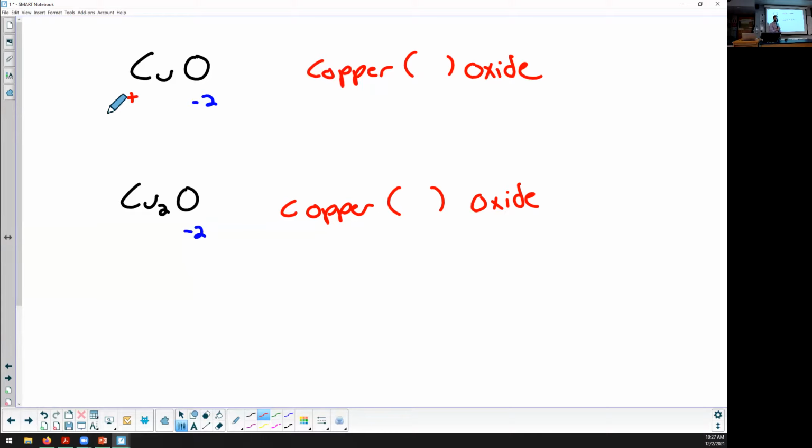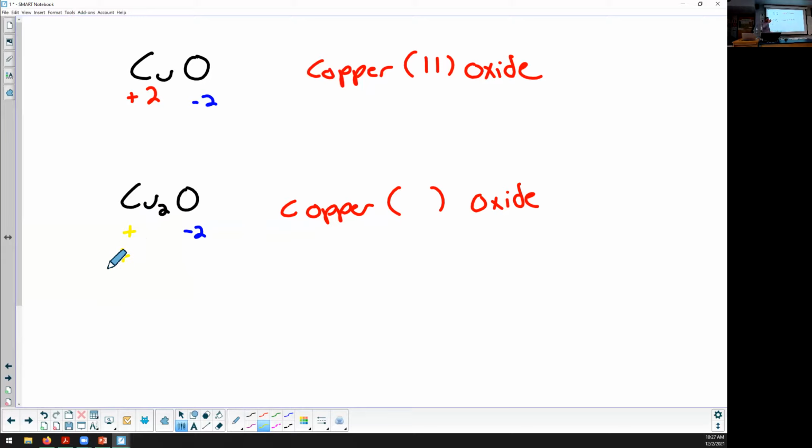Yeah, copper 2. It has to be +2. +2 balances out -2, so we get copper 2 oxide over here. Now on this one, and this is where it can get a little bit more difficult, you just have to remember you have two coppers. And the coppers are going to be the same thing.